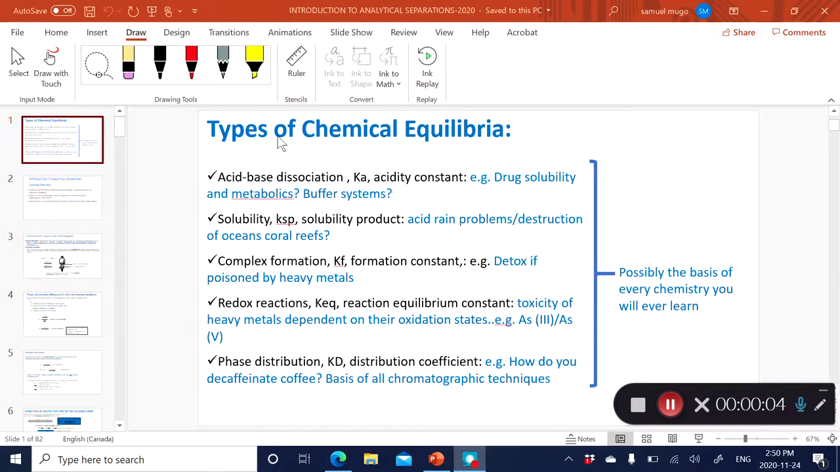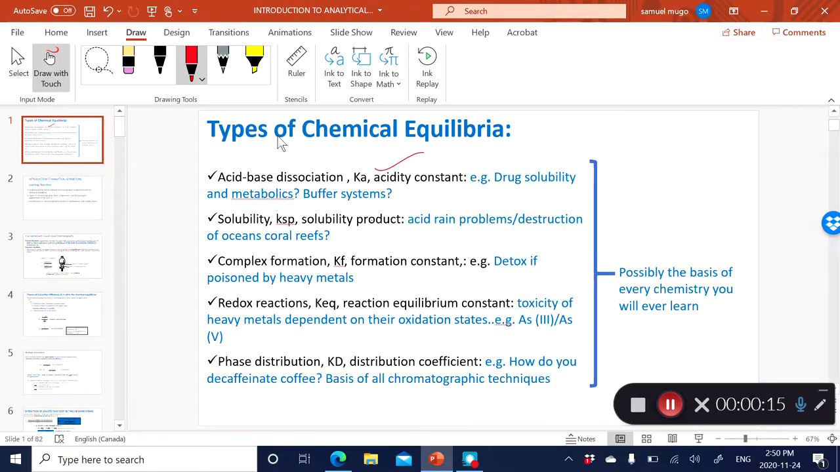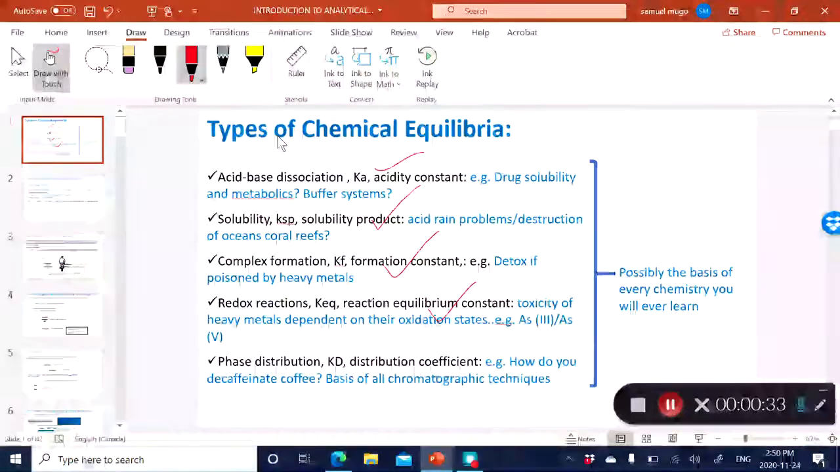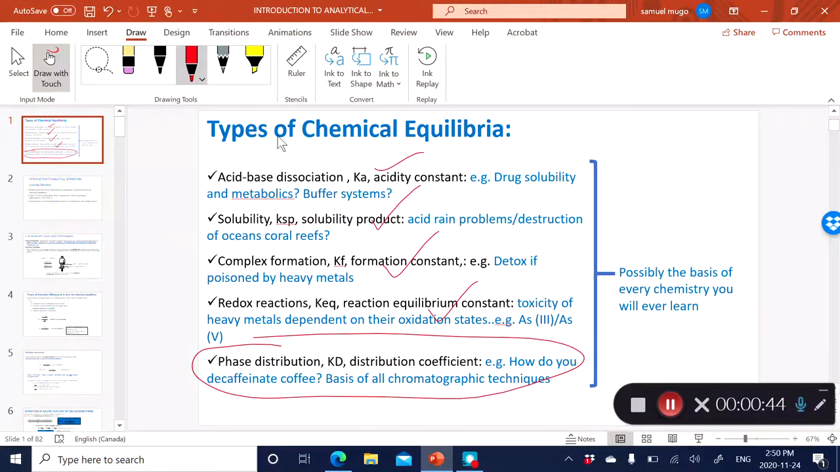In our many different lectures, we have covered many different types of chemical equilibria. We have covered acid-base equilibria, solubility-product equilibria, complexometric equilibria, redox equilibria, and then lastly, we're going to cover the last type of chemical equilibria, called phase distribution equilibria. And hopefully you're going to see all chemistry out there. It's all based on many of these different equilibria. So lastly, we're going to talk about phase distribution equilibria.